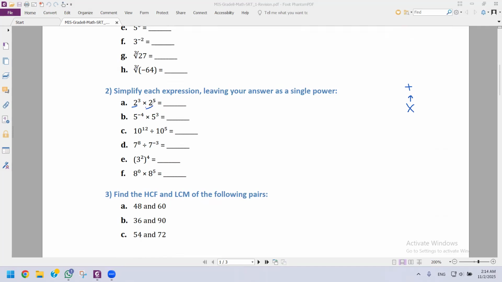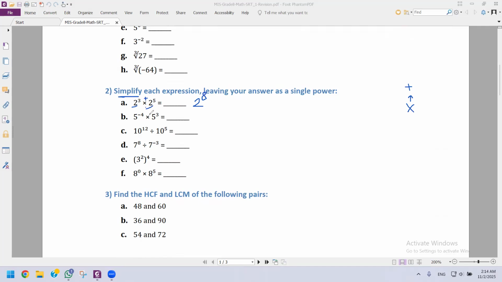So since both of them are the same, do I multiply them? No. We don't say 2 times 2 is 4. So we write 2. And then in multiplication, what do I do? I add the powers. 3 plus 5 is 8. Again, am I finding the answer? Am I calculating? No, I am simplifying. So it's 2 to the power of 8.